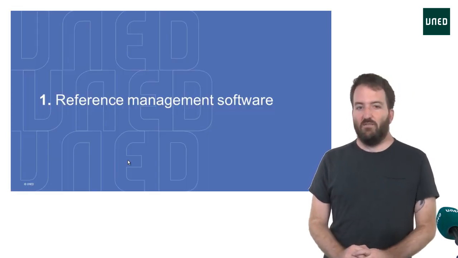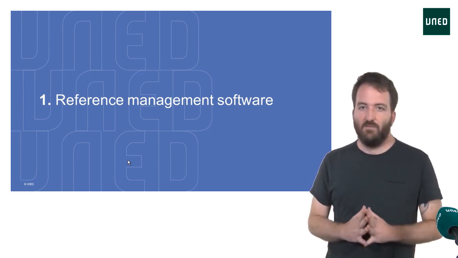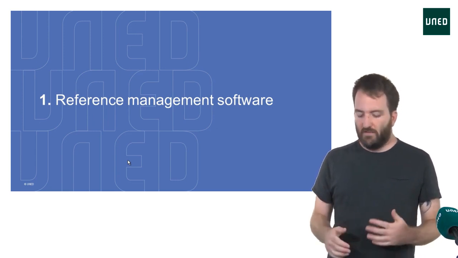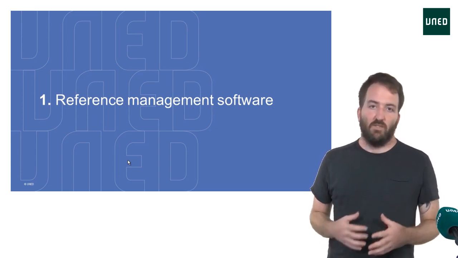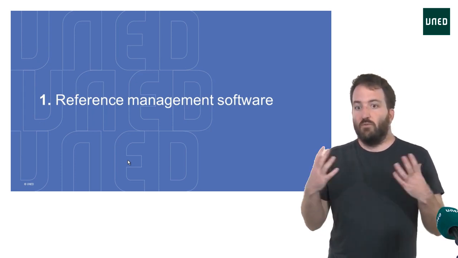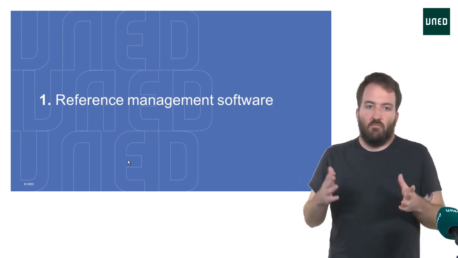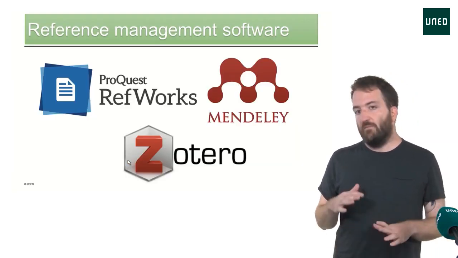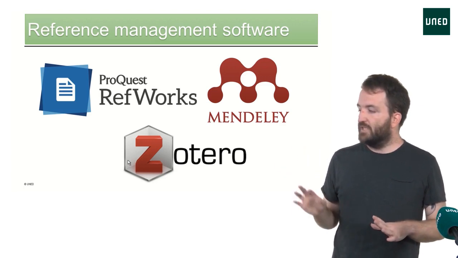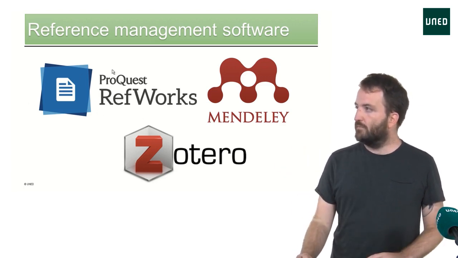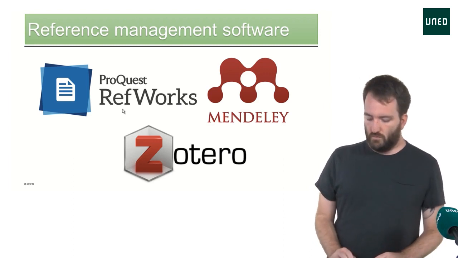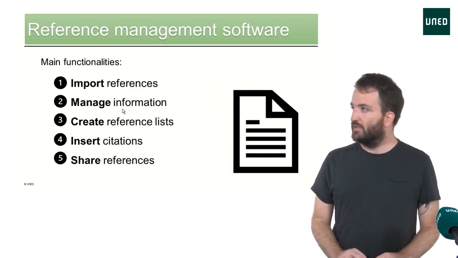So, what is a reference management software? Reference management software are tools that originated around the 80s, and they started developing basically to handle large amounts of bibliographic records. So when you're working with a lot of information, it's very useful to have one of these tools to organize all your information. In the module, we'll present these three tools: RefWorks, Mendeley, and Zotero. But there are many others, so feel free to use the one that you feel more comfortable with.